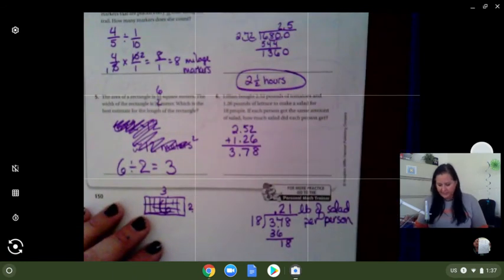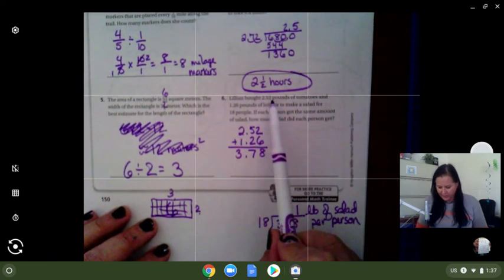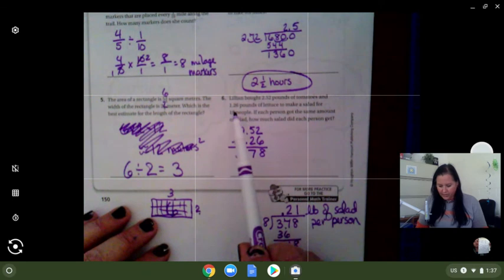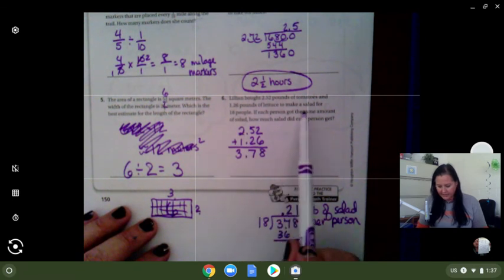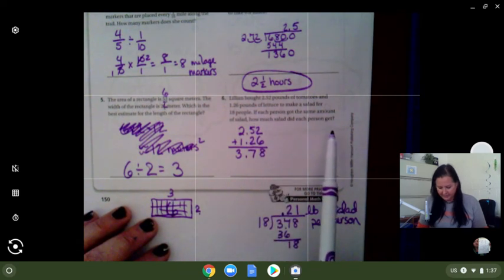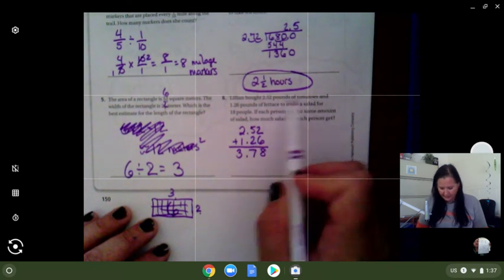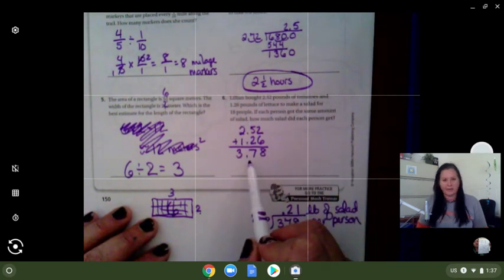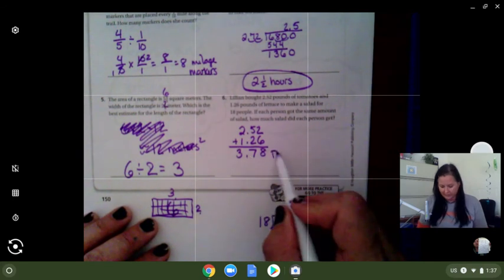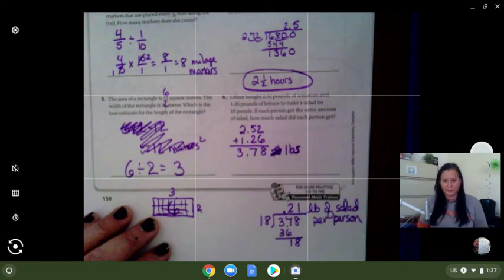All right, then we have Lillian bought 2.52 pounds of tomatoes and 1.26 pounds of lettuce to make a salad for 18 people. If each person got the same amount of salad, how much salad did each person get? So first we add up the tomatoes and the lettuce. We make sure we line up our decimals and we get 3.78 pounds. Pounds is LBS.